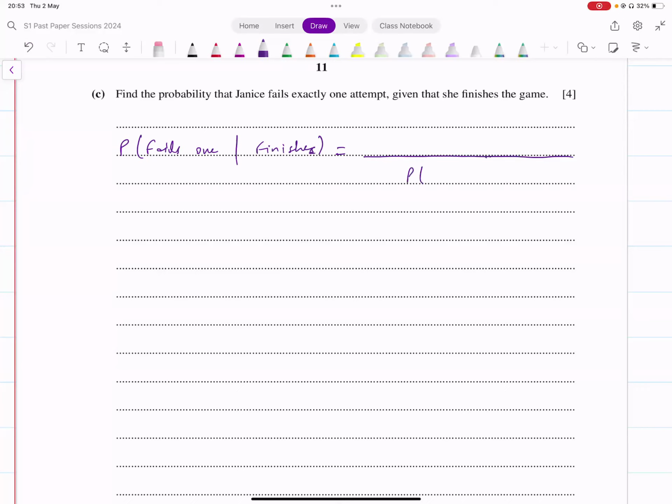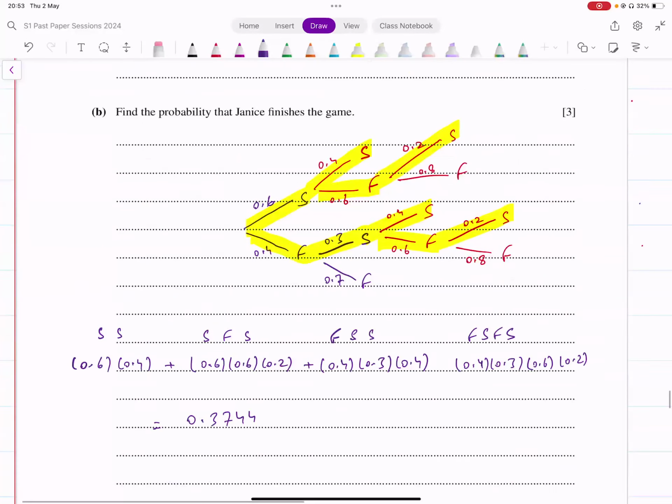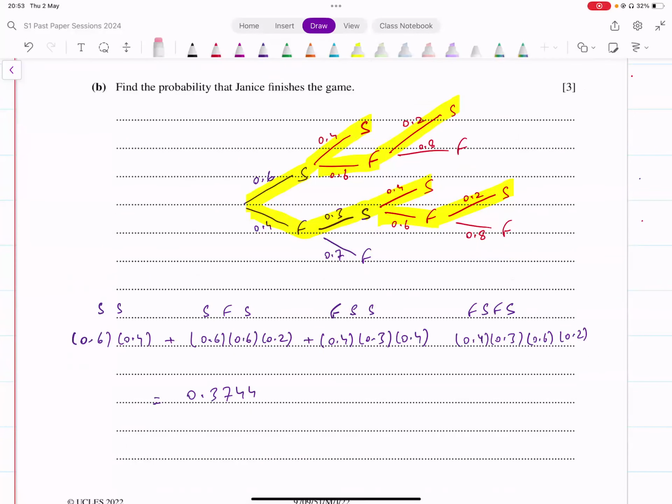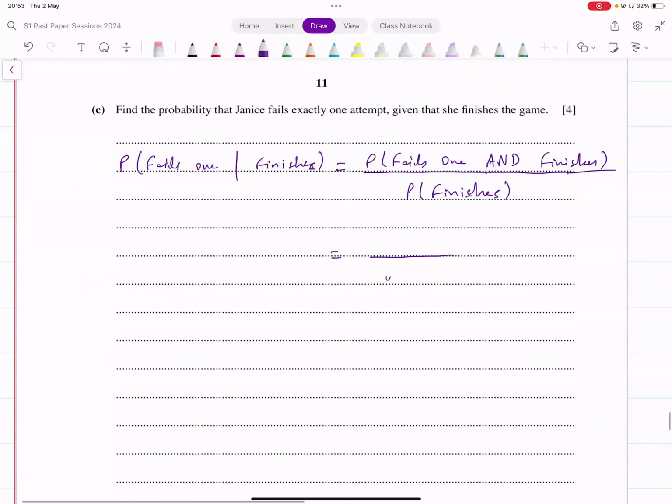So in the denominator, you've got the probability that she finishes the game. And in the numerator, there's the probability that she fails exactly one attempt, and along with that, she finishes. Both of those conditions are true in the numerator. Now, do we know the denominator already? That's exactly what they made us find in the previous part. Probability that she finishes the game, that's 0.3744. That is going to be the denominator here.